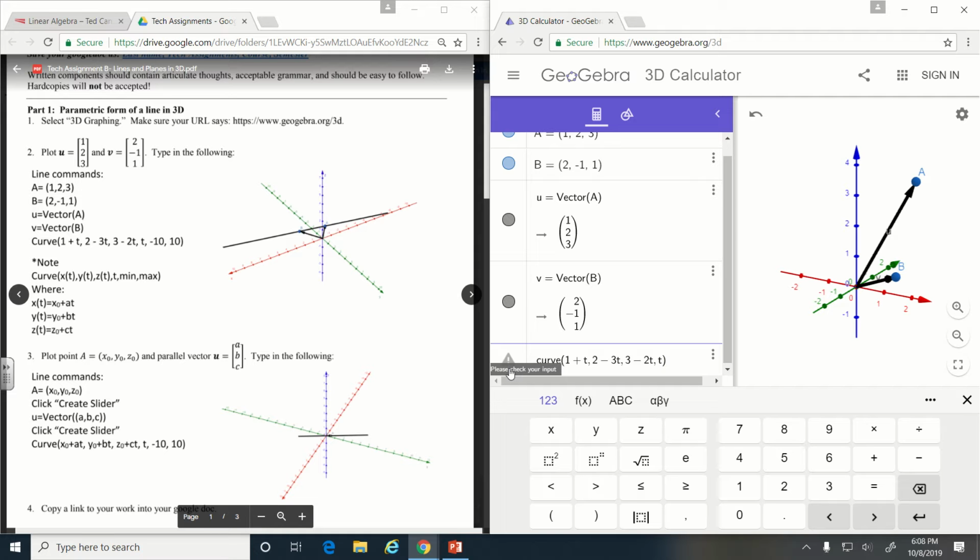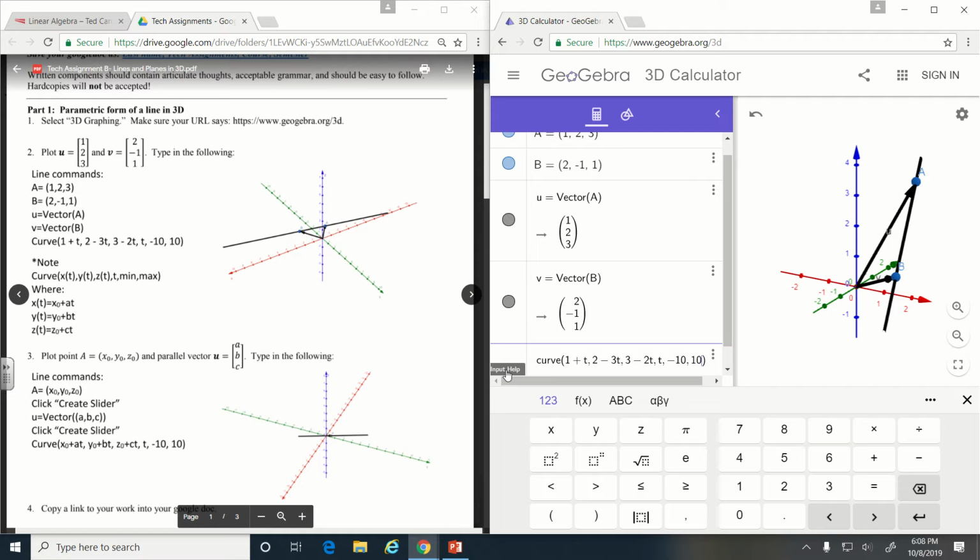You have to let GeoGebra know that the variable is t, because it has no problem whatsoever working with a variety of different constants. So I could represent this curve with A, B, C, D, any letter you could possibly think of. But once I designate t as the variable, everything else takes on the form of a constant, just some static numerical value. So negative 10 is the lower bound. Positive 10 is the upper bound.